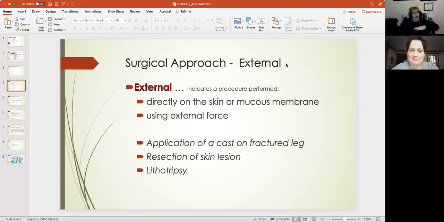So external means from the outside. So if you're going to resection a skin lesion, you're not going into the body, it's just on the outside. Application of a cast on a fractured leg is from the outside, right? There's no going into the body. And that's basically it. There's not going to be any mention of an incision or any kind of entry into the body in any way. Okay. Does that make sense? That makes perfect sense.